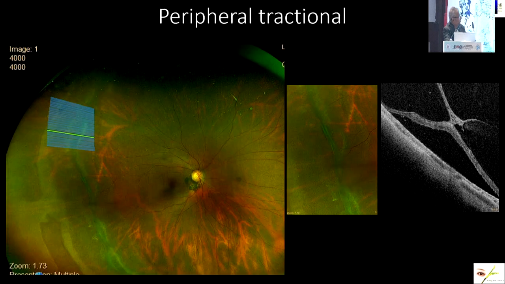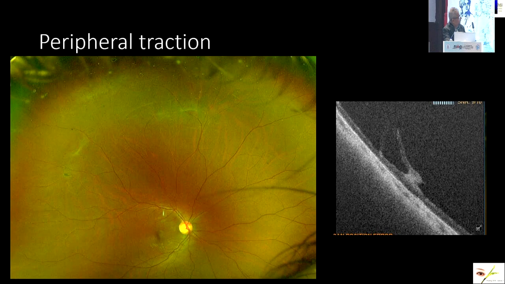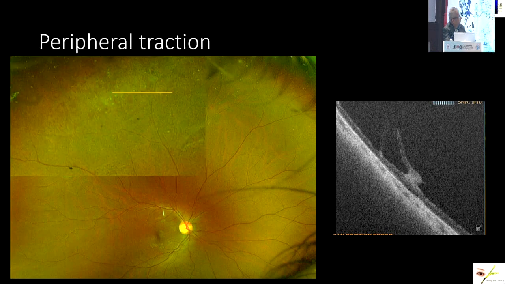Again, this is a subclinical detachment. This is a peripheral traction. You can beautifully demonstrate how it looks. Now, this is the same thing here.